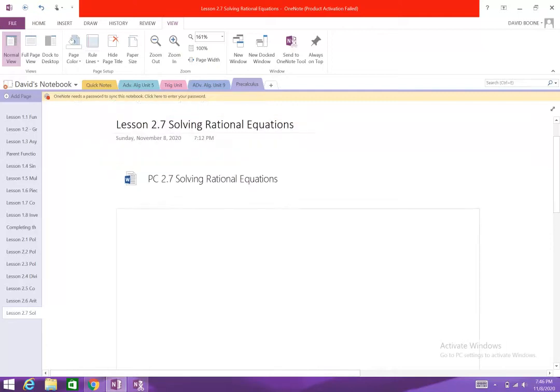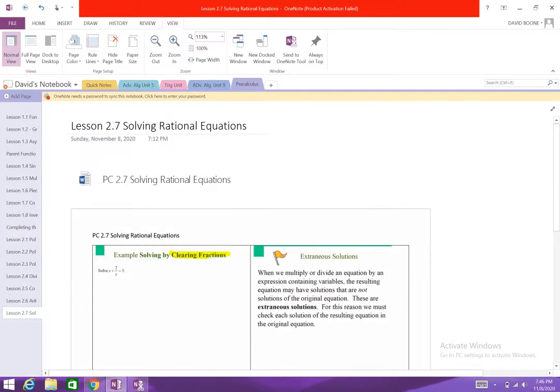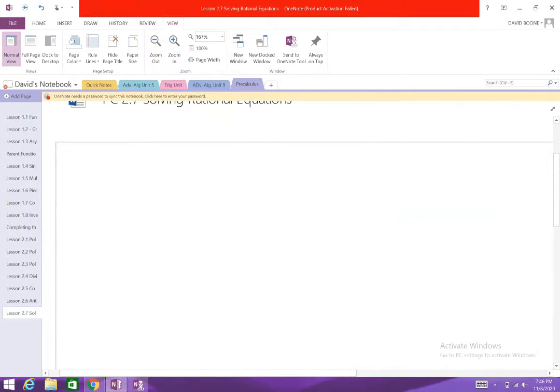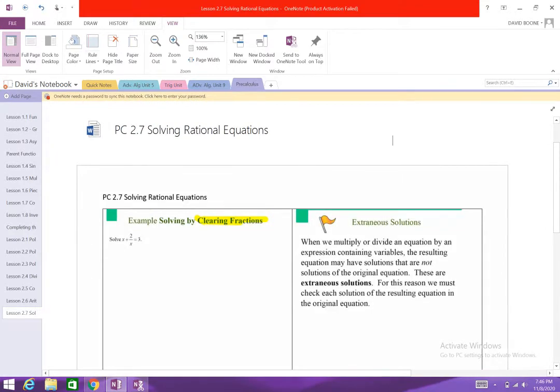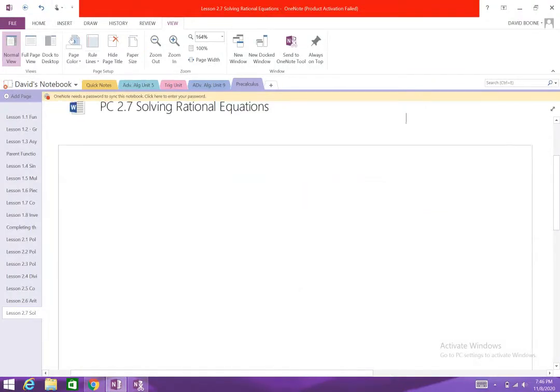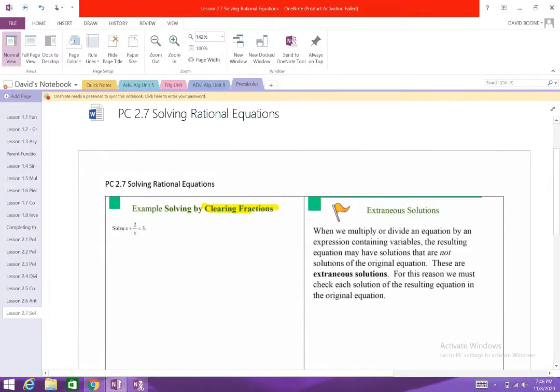Calculus students, and welcome to lesson 2.7 on solving rational equations. This will be a little bit of a review from some advanced algebra topics, so we'll see what we can do to brush off some cobwebs from those previous years.